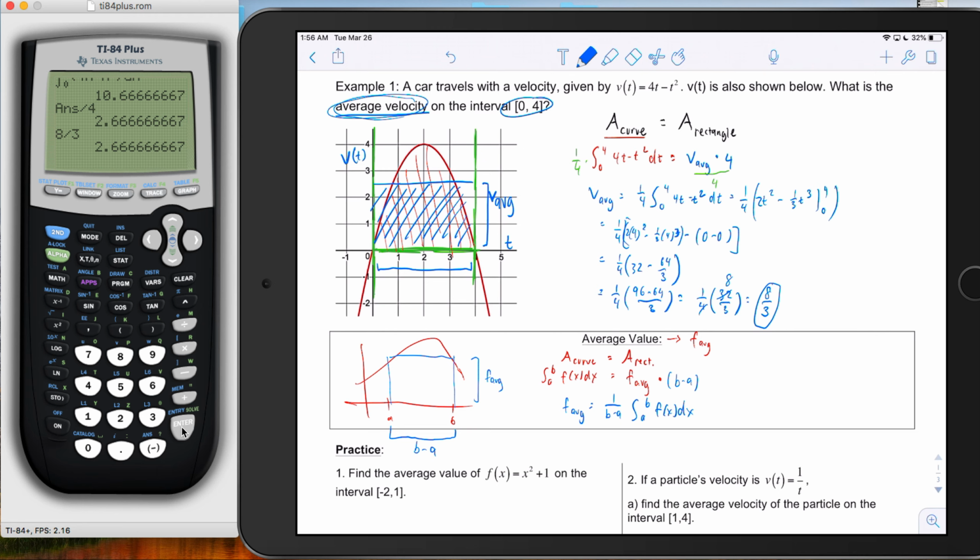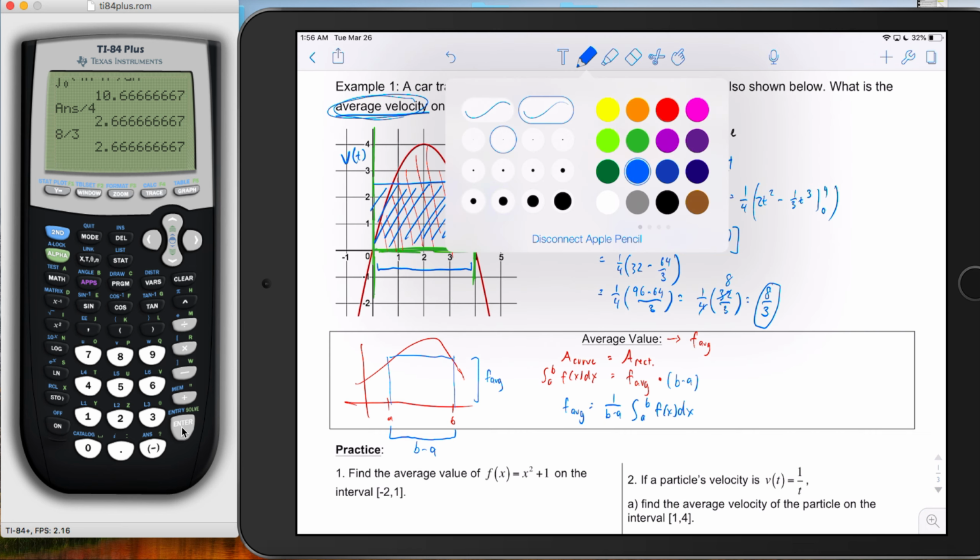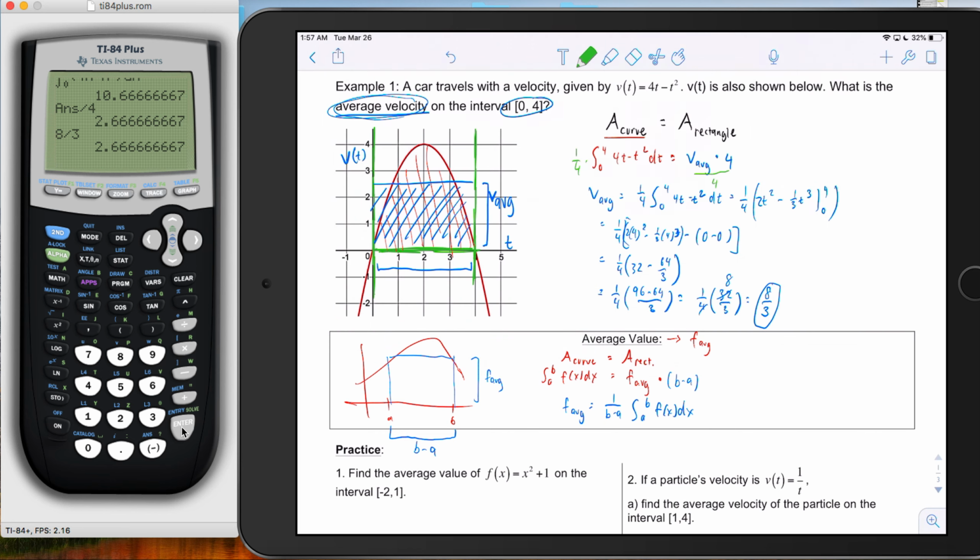Okay. Now, how did I do that? I simply divided both sides by b minus a. Okay, and there you go. This is the general average value equation. Let's practice.